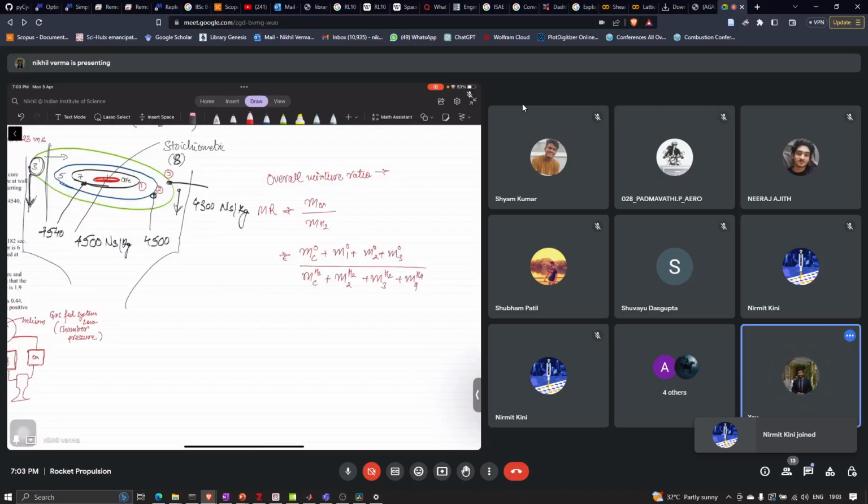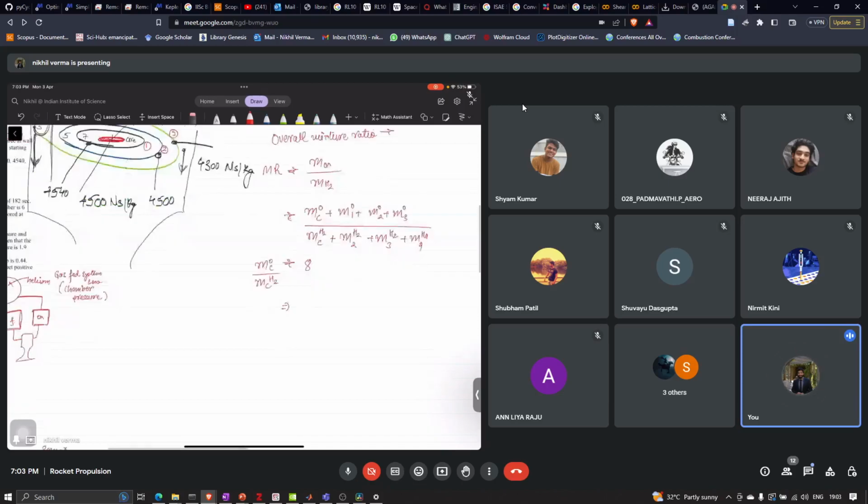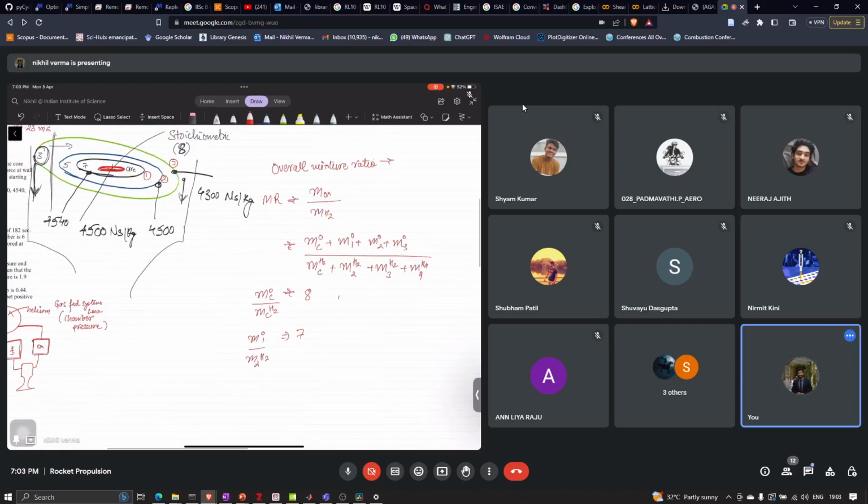Now it is given that the mass of the oxidizer from the core by the mass of the hydrogen from the core is 8. The mass of the oxidizer 2 by the mass of hydrogen 2 is given as 7, and the mass of the oxidizer 3 by the mass of hydrogen 3 is given as 5.